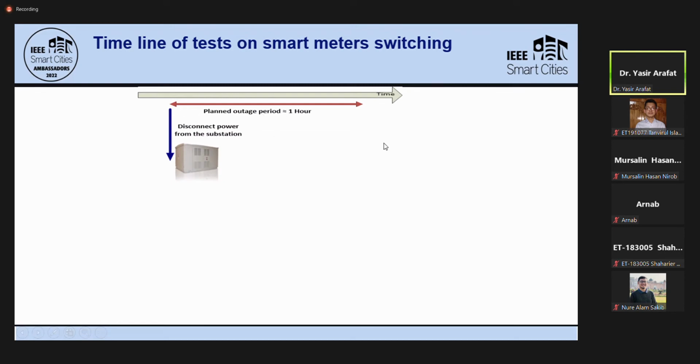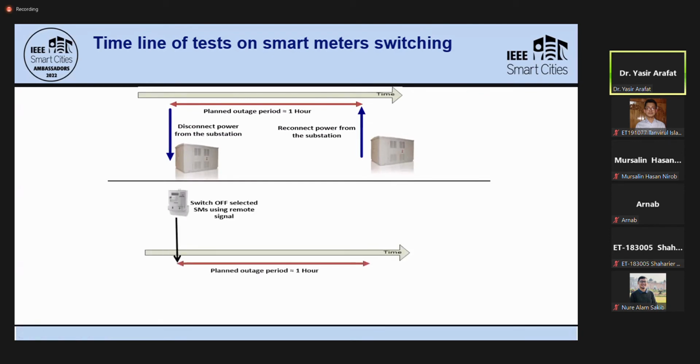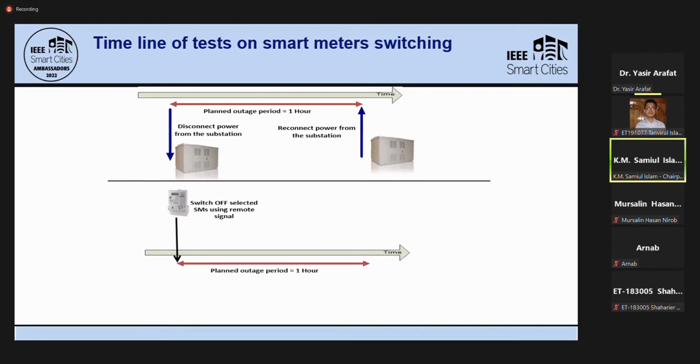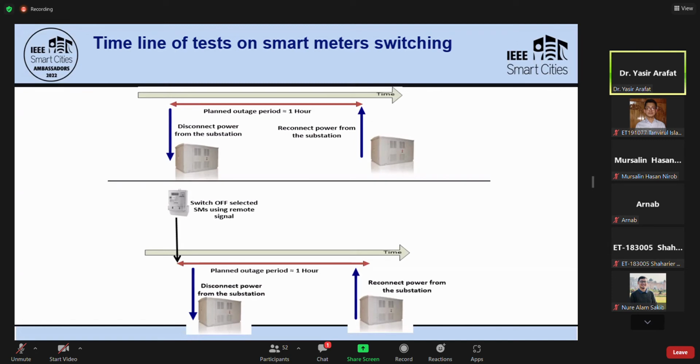And after performing their work, the power will be reconnected again from the substation. So we selected areas where DSO already planned to do some maintenance work. In our work, we first disconnected the selected smart meters, and then power was disconnected from the substation. And after that, power was reconnected again from the substation.